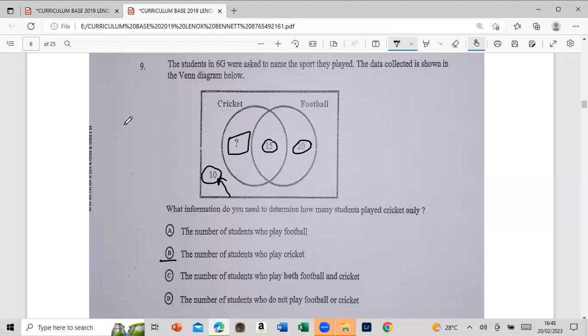Let us say, for example, it was 40 students who played cricket in all. All we have to do now is subtract the 15 who played football and cricket, and our answer would be 25. So yes, we can obtain this cricket only once we know the total number of students who played cricket. Alright, so we're at number 10.